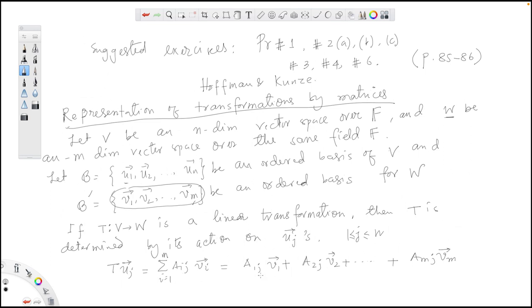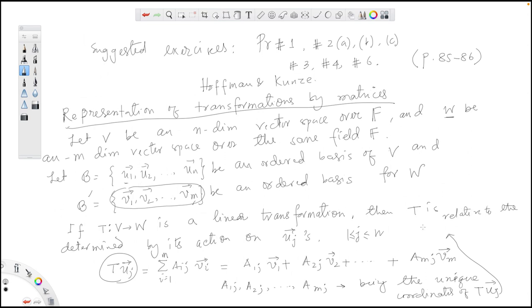So the scalars here, a1j, a2j, amj, these being the unique coordinates of the vector Tuj relative to the basis B prime, v1, v2, all the way up to vm. Okay, good.